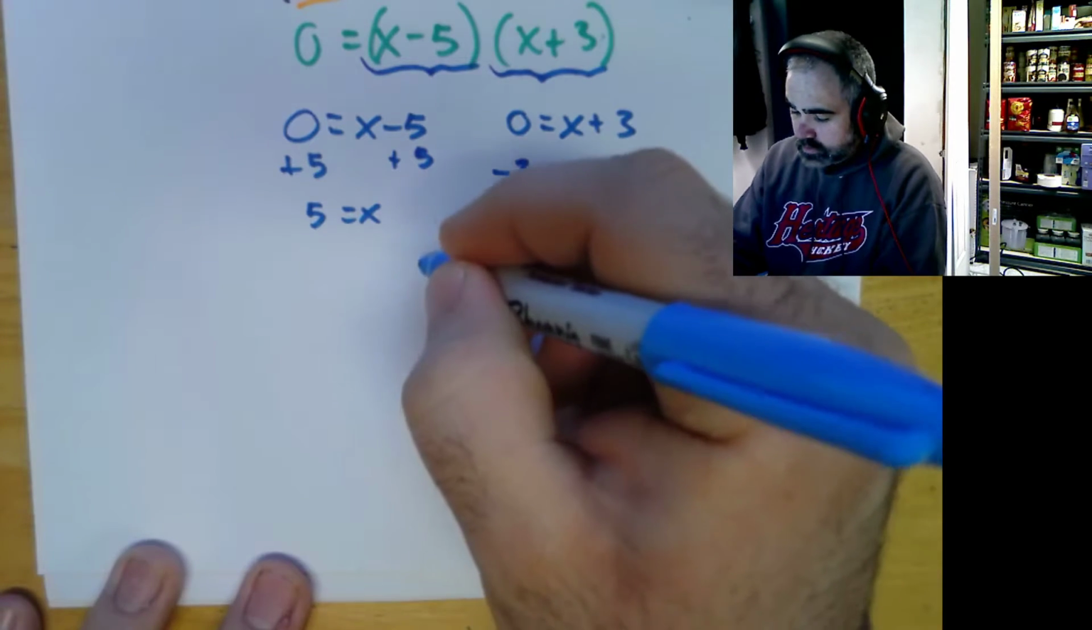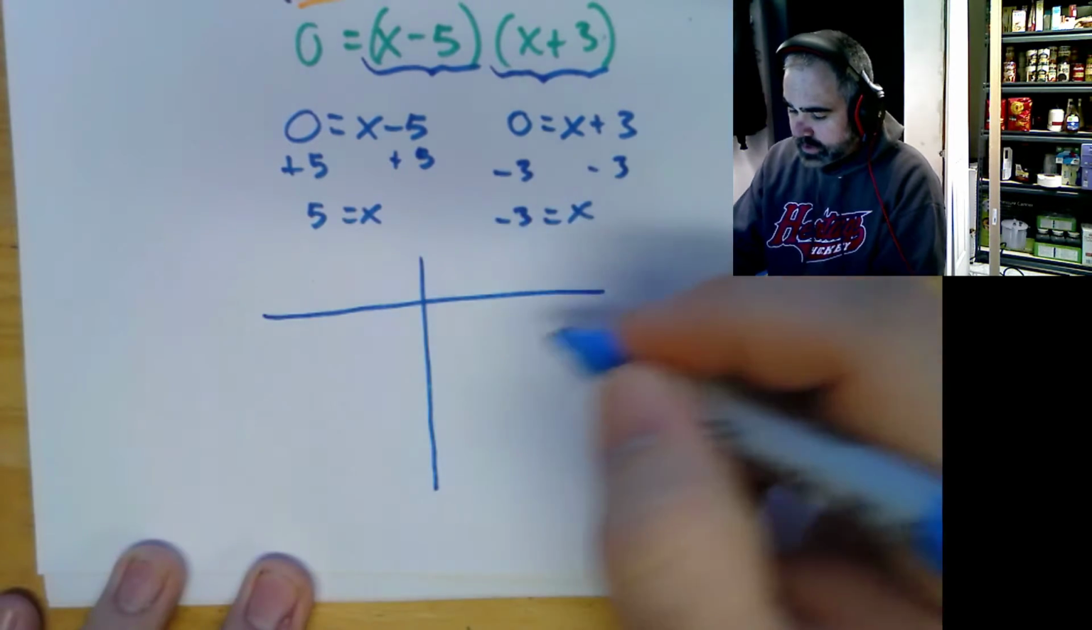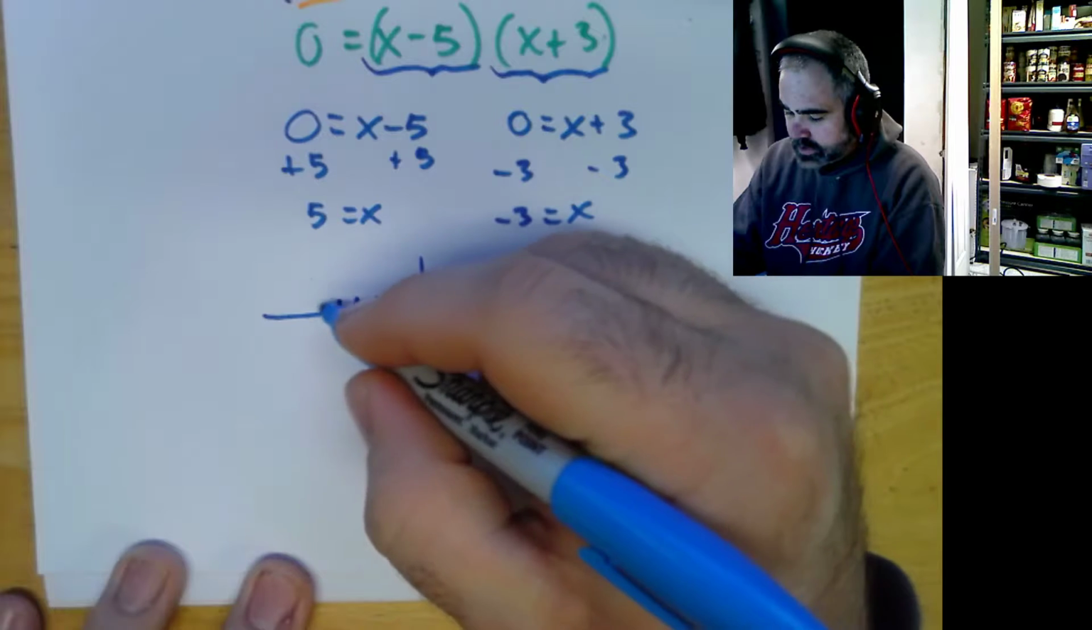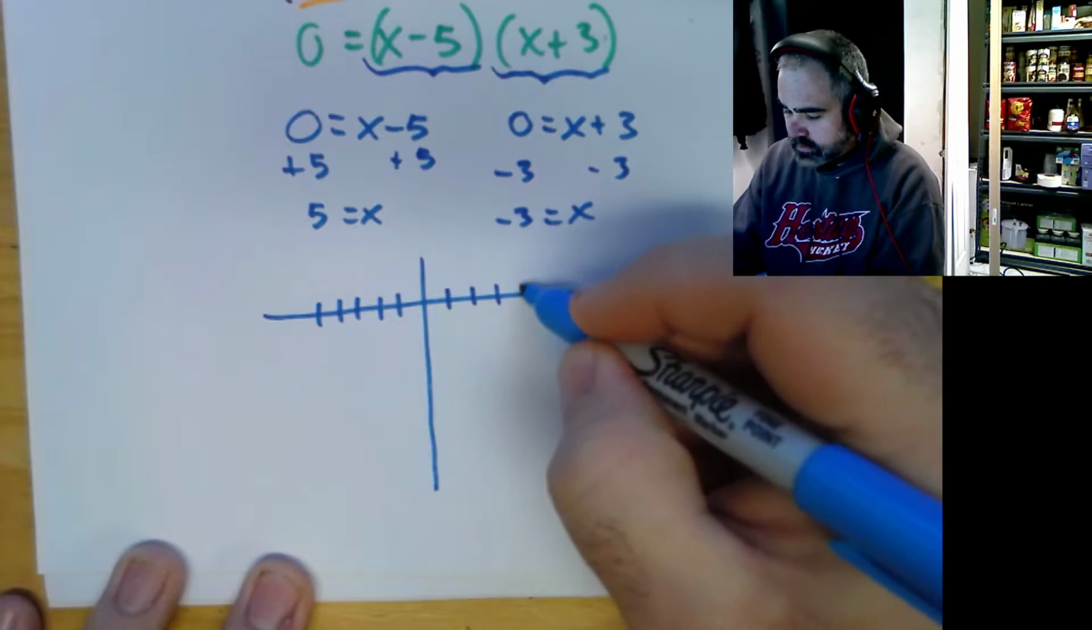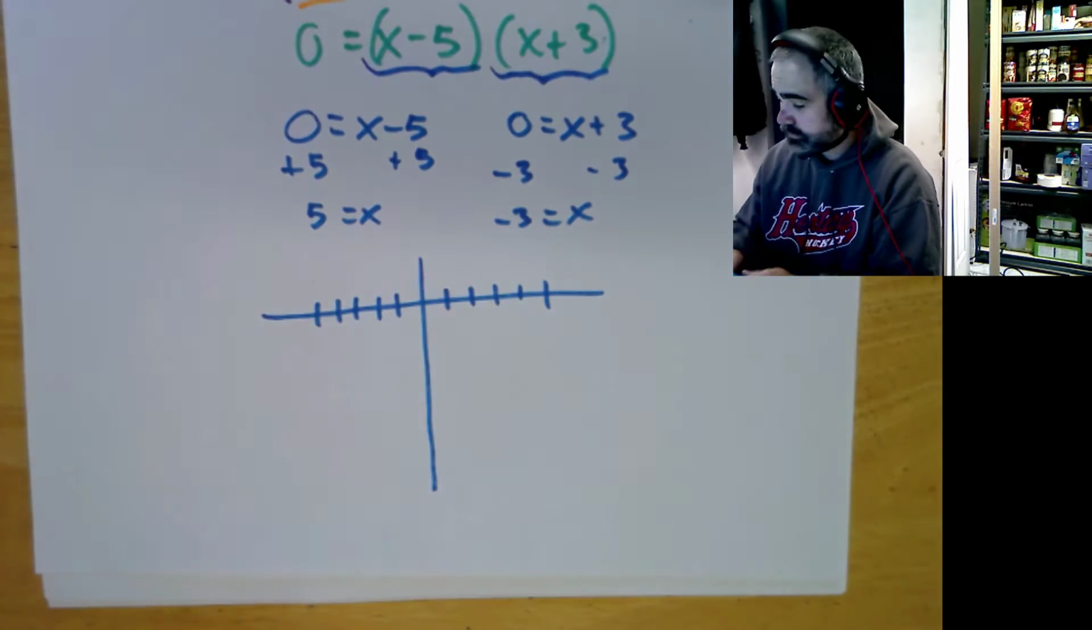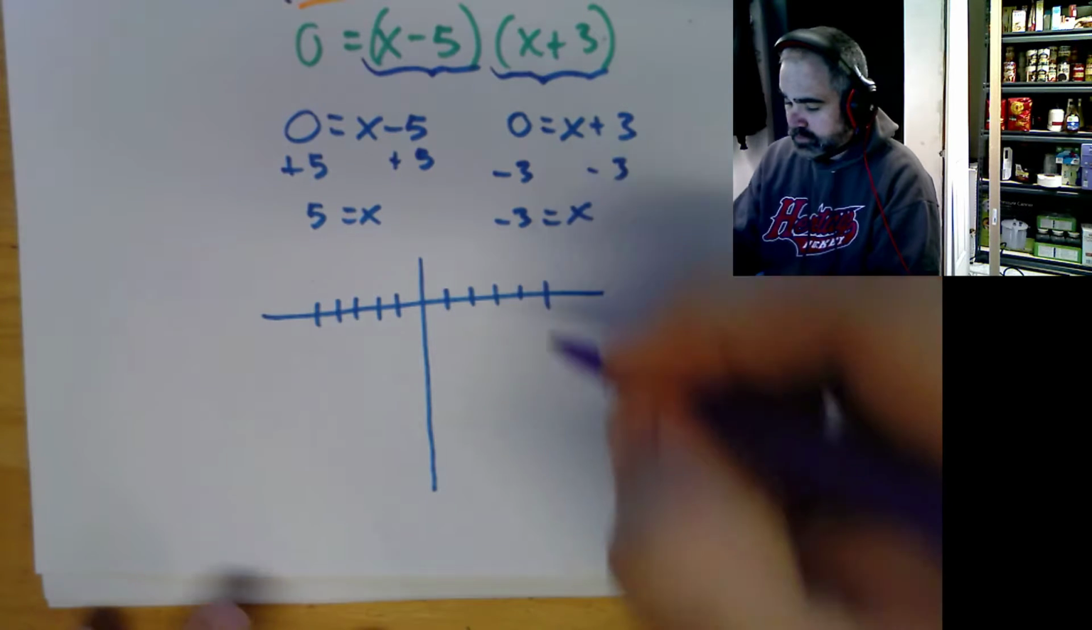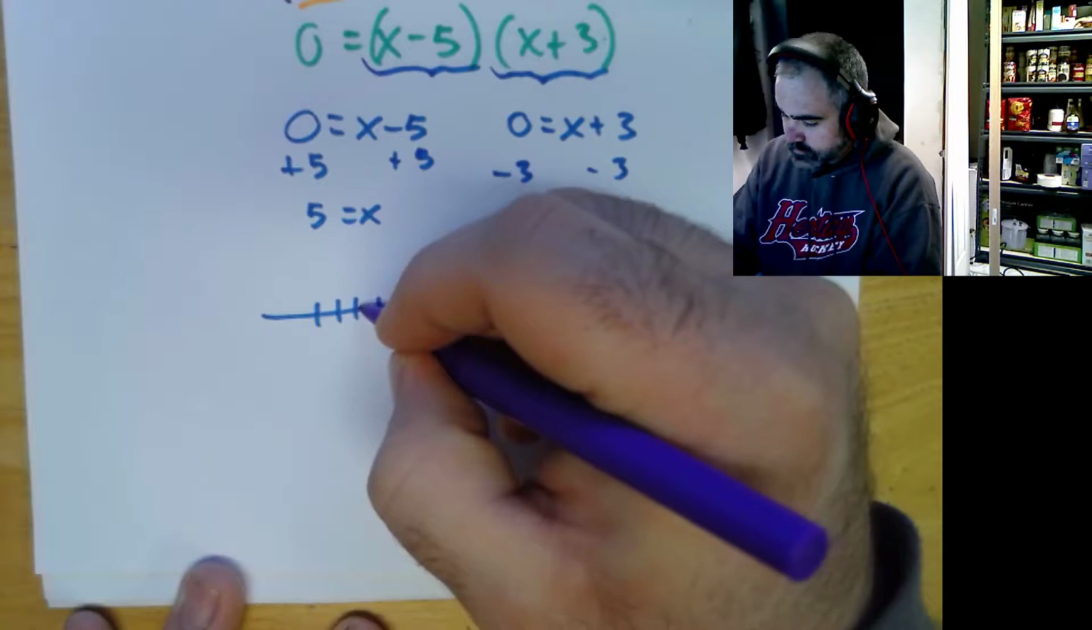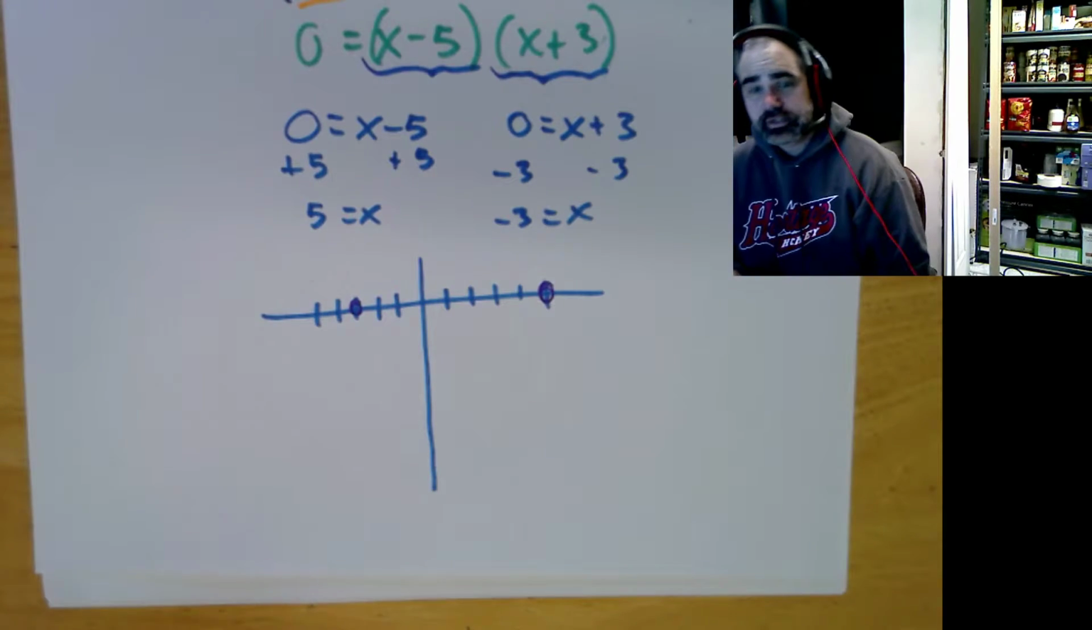We can go ahead and do a quick sketch of it. I know that I'm going to have an x-intercept at -3 and 5. So I'm going to go ahead and put my points in. Okay, so that's your first step here.